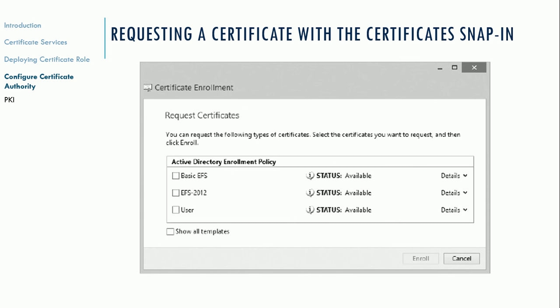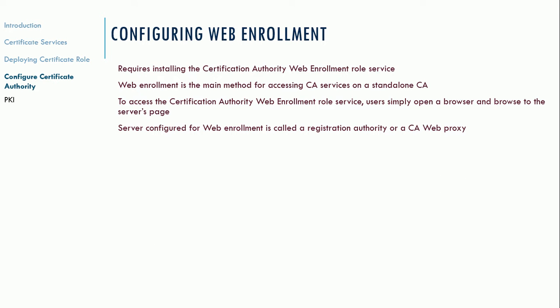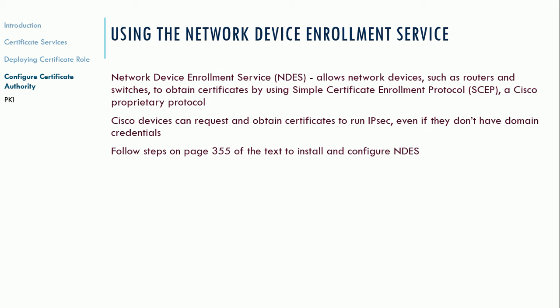So this is what it would look like if you're going to use the snap-in to request a certificate from the enterprise certificate authority. You can also request a certificate through a web page, and again, this requires that you installed this role. But assuming you installed the web enrollment service, users will be able to open up a web browser, fill out a form to request their certificate, and then they'll receive their certificate. So this is another option.